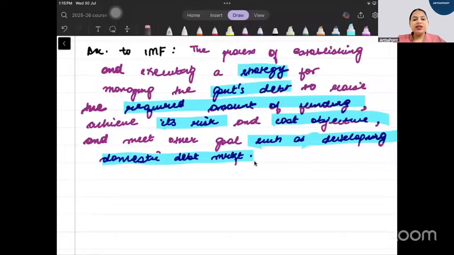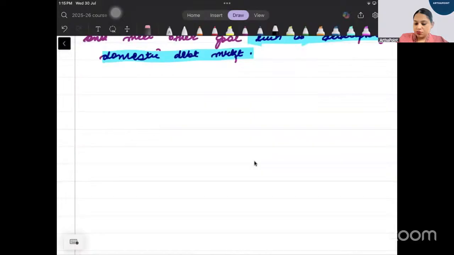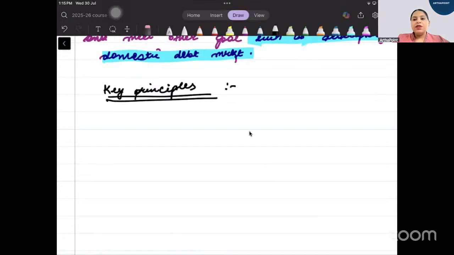Now, when we talk about public debt management, there are various principles which we have to keep in mind, right? So, key principles. The first key principle is based on the fact that whenever you raise public debt, you need to ensure that it is with the minimum cost.